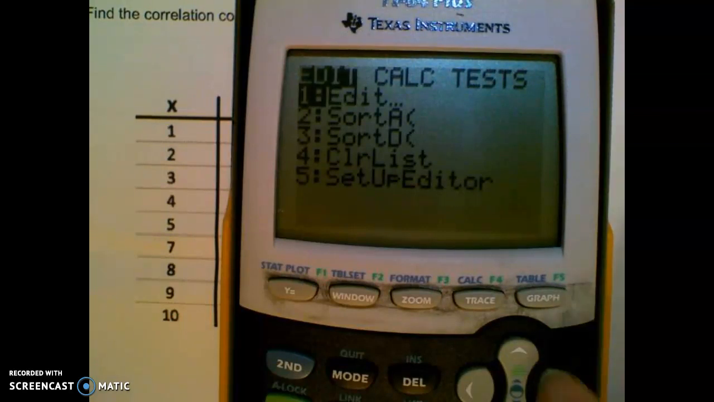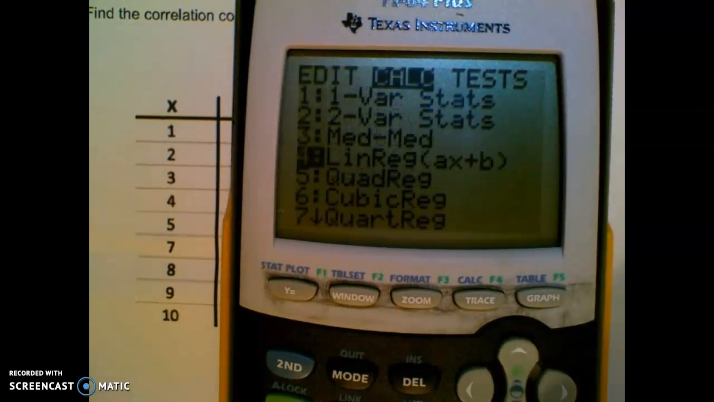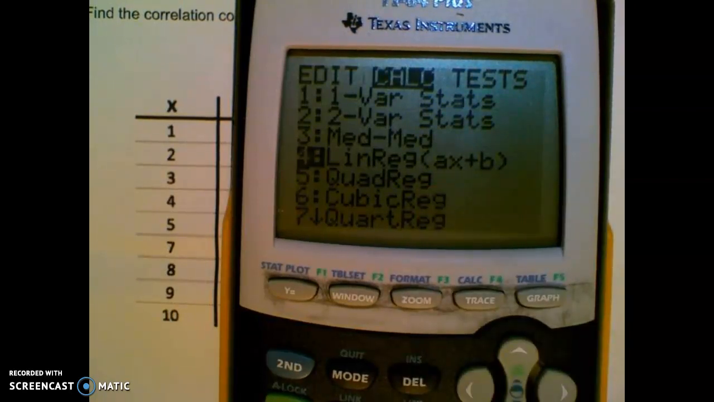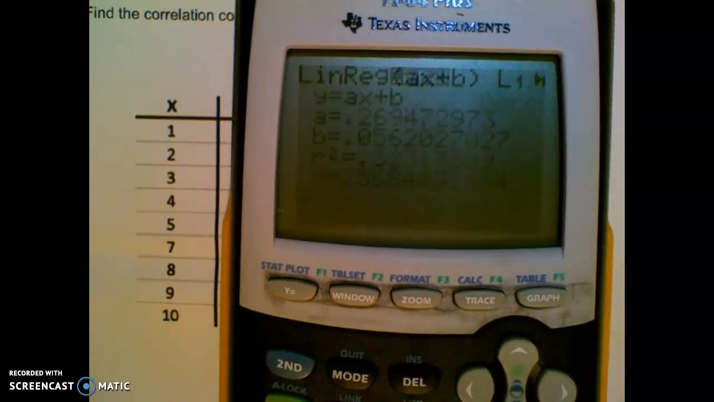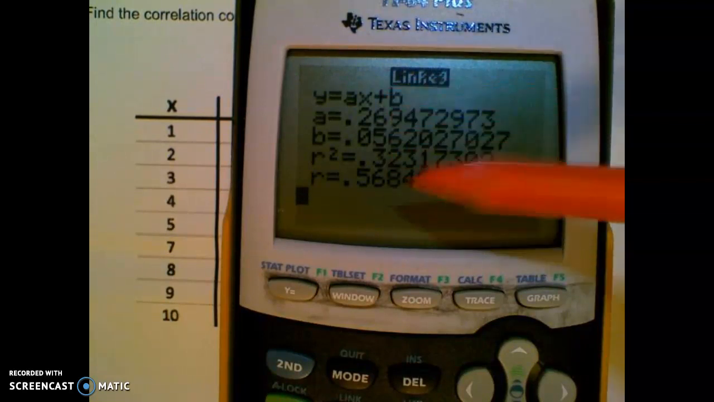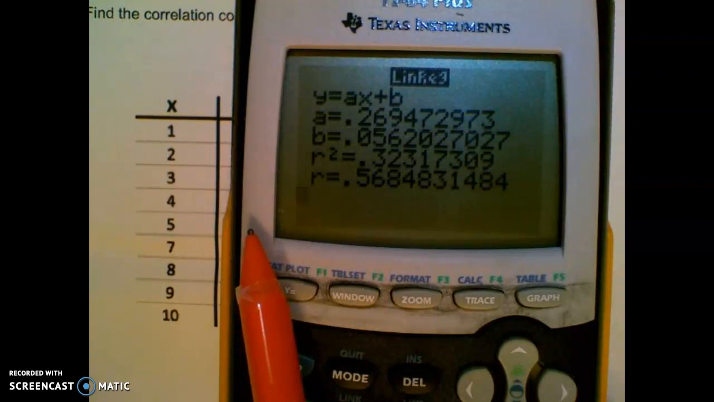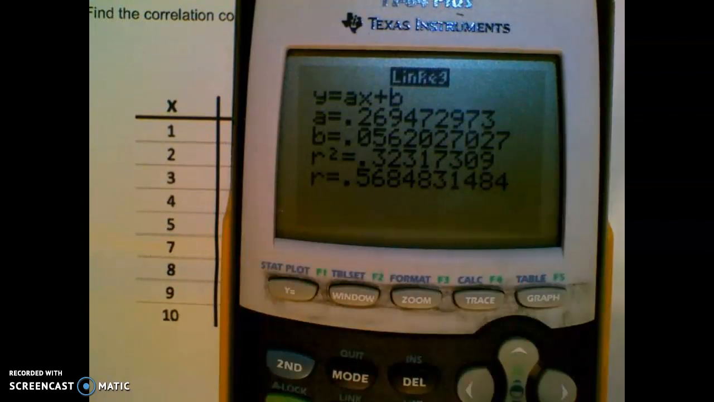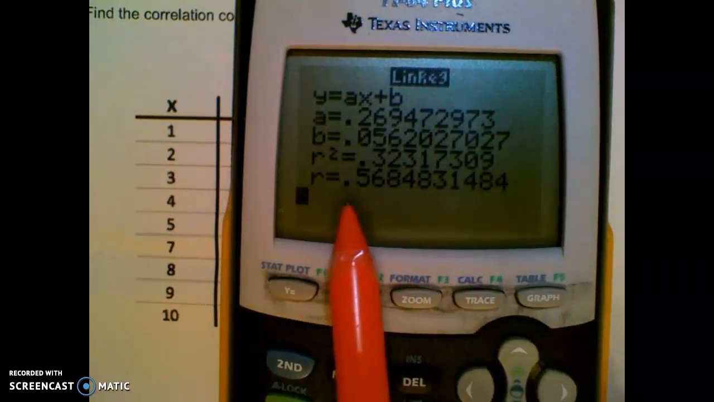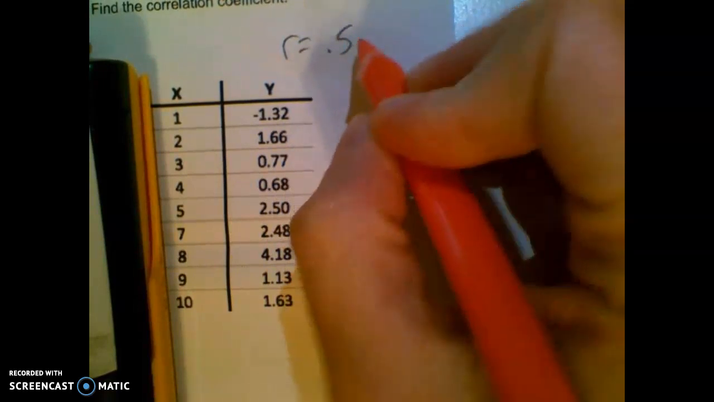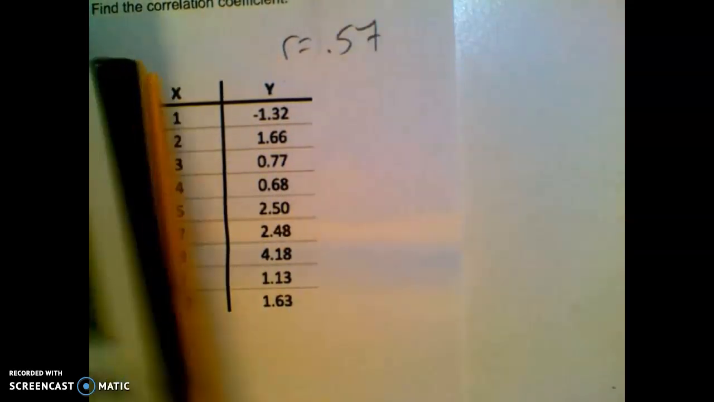So Stat, Calc, and go to linreg, and if you happen to have more than one, just use the ax plus b. Press enter several times. It gives you all the stuff you need, but my correlation coefficient, remember that's the number between -1 and +1 telling you how closely the data is related, is 0.56. So my correlation coefficient is, and I'll round that properly, 0.57.